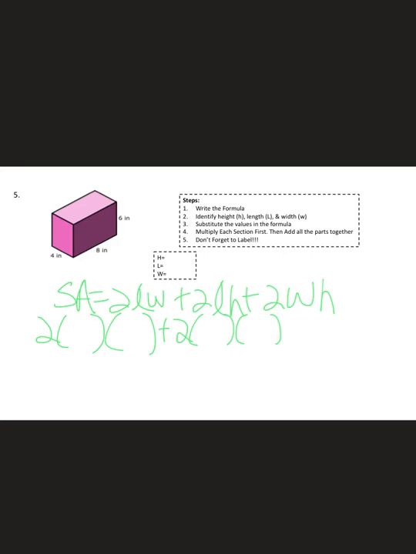Alright, here's number 5. I'm going to go through this one quickly because I don't want to make the video too long. So let's go through our steps to find the surface area of this rectangular prism. Step number 1, write the formula, which I already did, which is surface area equals 2 times the length times the width plus 2 times the length times the height plus 2 times the width times the height. And then next we need to identify the height, length, and width of the rectangular prism. So our height is going to be 6 inches, our width is 4 inches, and our length is 8 inches.